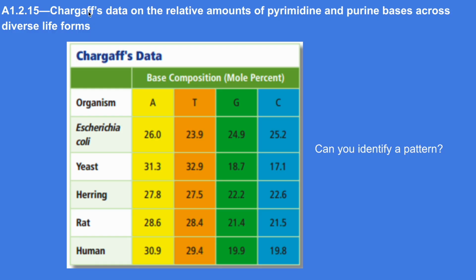Lastly, Chargaff's data on the relative amounts of pyrimidine and purine bases across diverse life forms. Now, if you pause the video and take a quick look, see if you can find a pattern for the base composition for each of these 5 organisms. Note that for each of these 5 organisms, there's approximately the same percent of A's and T's as there are of G's and C's. You can see here 28, 28, 21, 21.